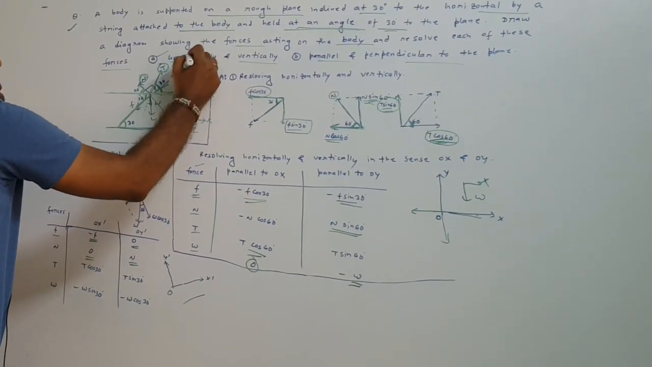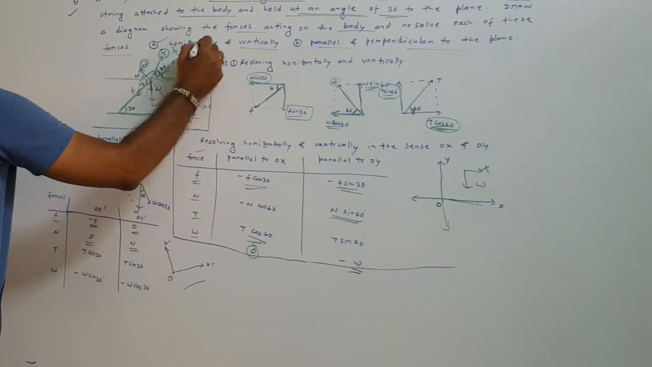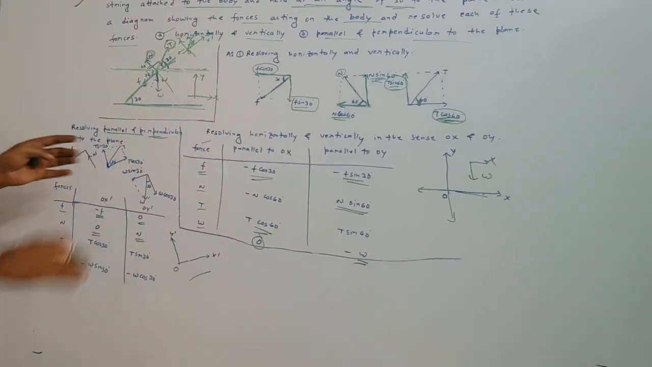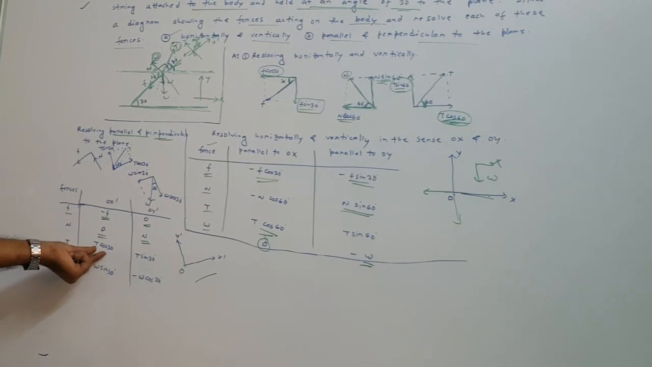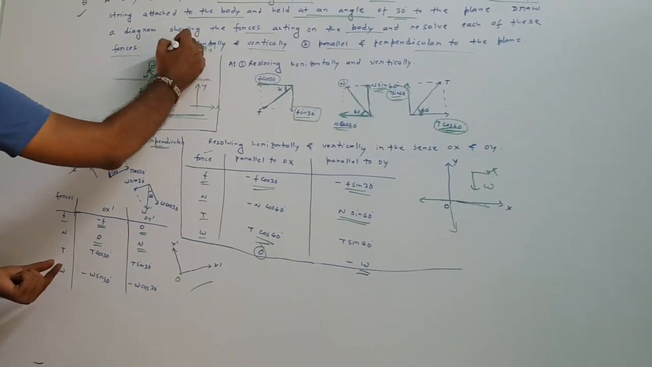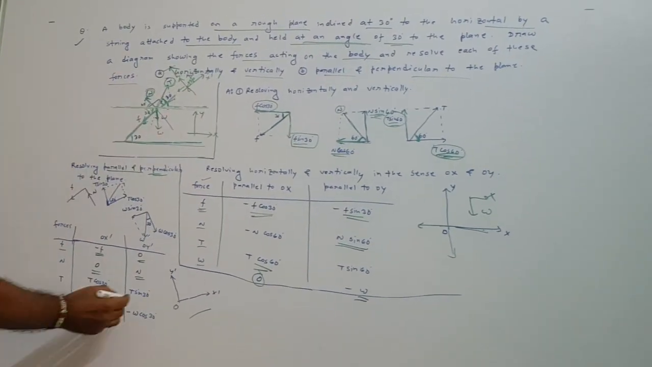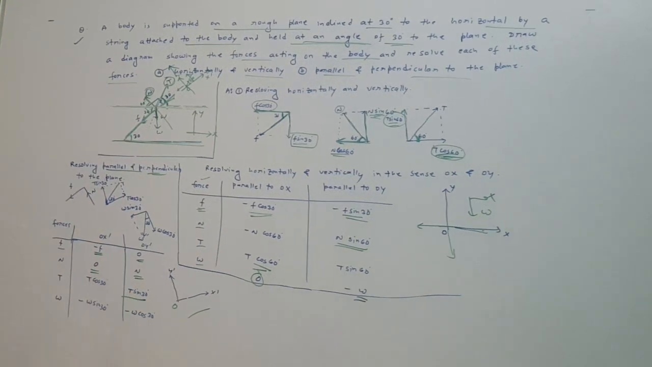Now if we see the T, then see, this is T, right? If this is T, this angle is 30 degree, that means in OX prime, that is in the positive x axis, it should be T cos 30. And what is the vertical component? Vertical component would be T sin 30. So it is in the upward direction, so that's why it is plus.